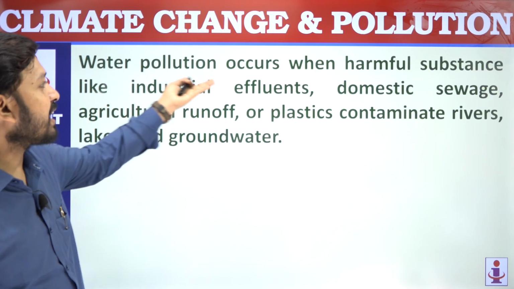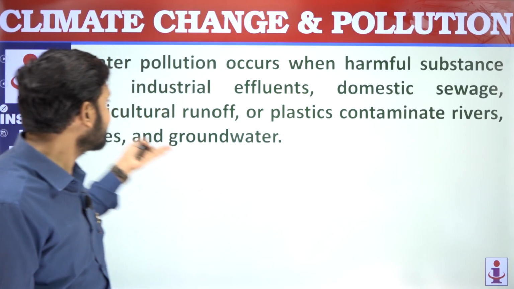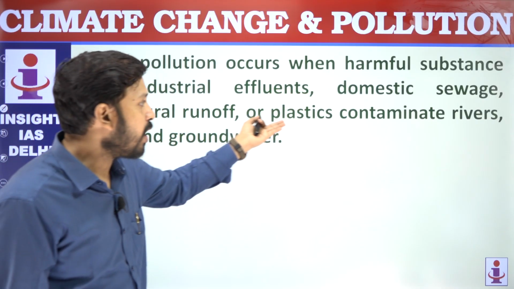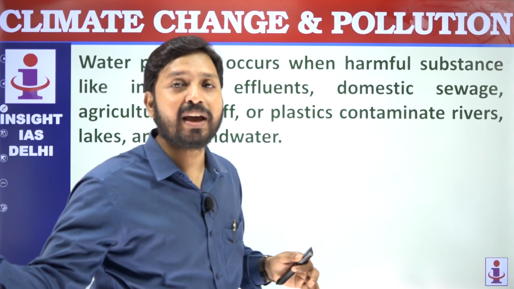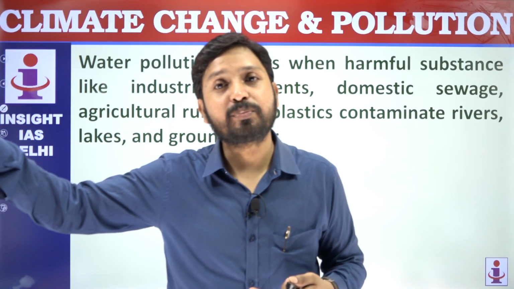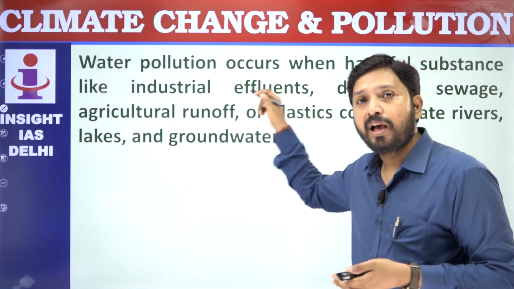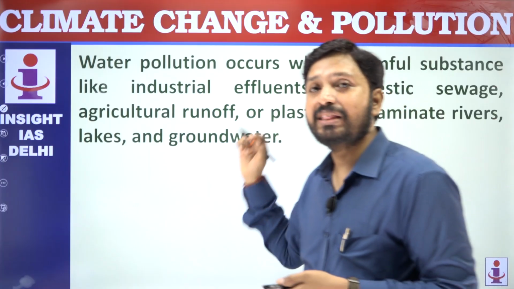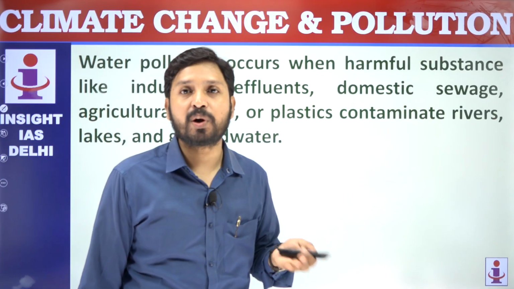Water pollution occurs when harmful substances like industrial effluents, domestic sewage, agricultural runoff, or plastics contaminate rivers, lakes, or groundwater. In the same way that abnormal things in the atmosphere cause air pollution, when industrial effluents or sewage mix into normal water, that is lakes, rivers, and groundwater, they lead to what is called water pollution.